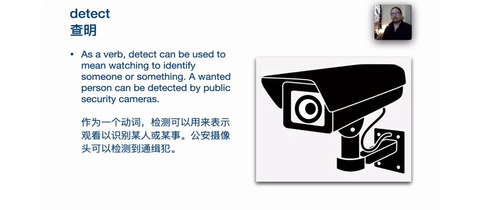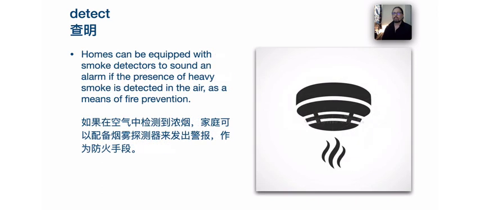As a verb, detect can be used to mean watching to identify someone or something. A wanted person can be detected by public security cameras. Homes can be equipped with smoke detectors to sound an alarm if the presence of heavy smoke is detected in the air, as a means of fire prevention.